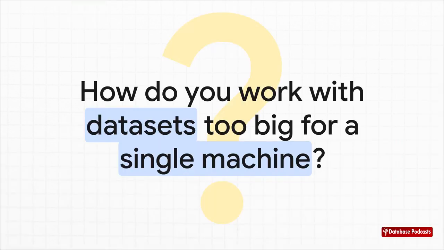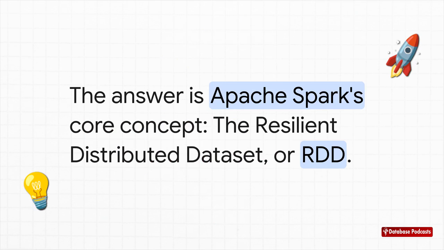So let's start with a problem that I'm sure many of you have hit before. You've got this massive data set. We're talking billions of rows, terabytes of data. There's no way it's going to fit on your laptop or even on one of those beefy servers. So what do you do? How can you possibly work with that? Well, the answer comes from Apache Spark, and it's all built around this one core idea for handling exactly this problem: the resilient distributed dataset, the RDD.